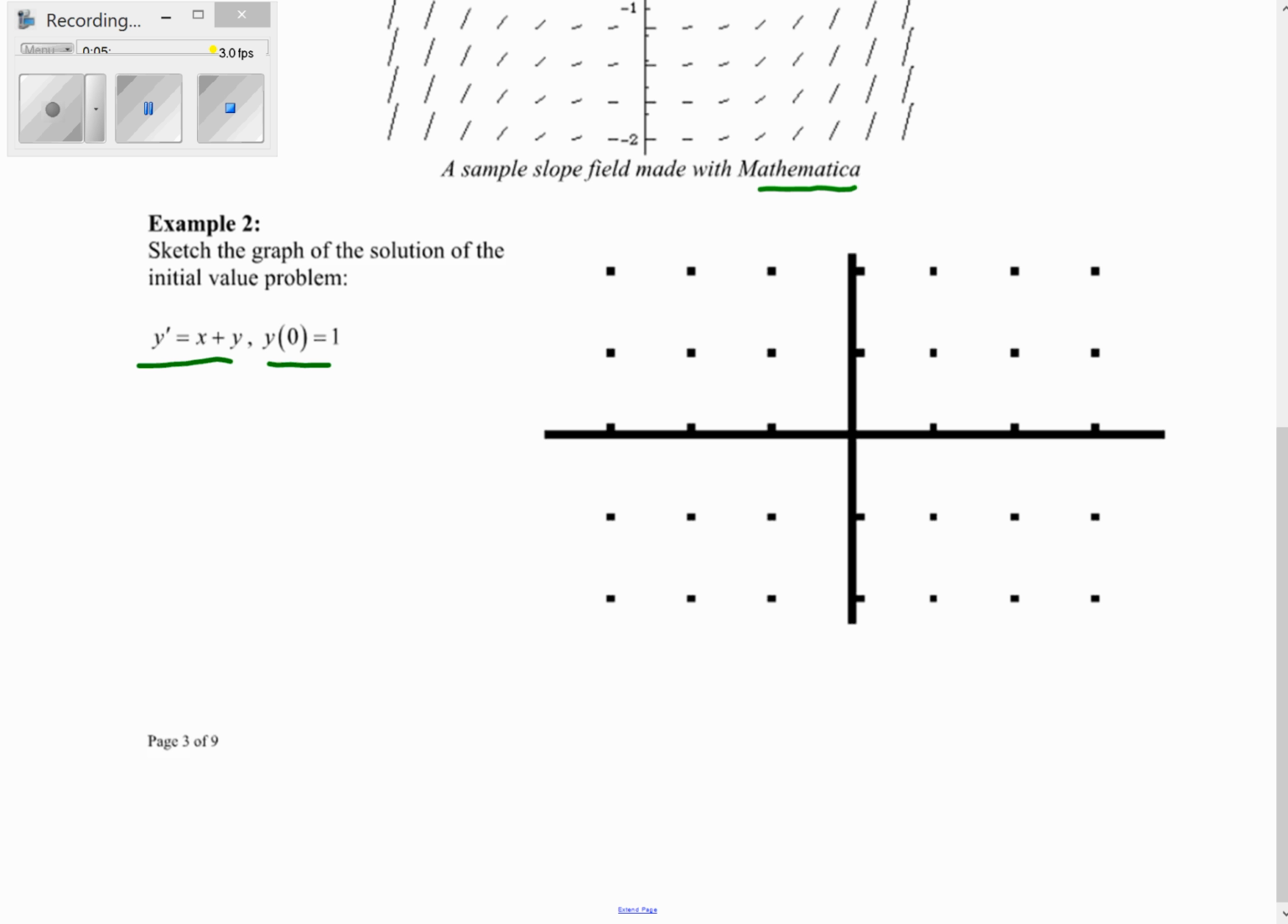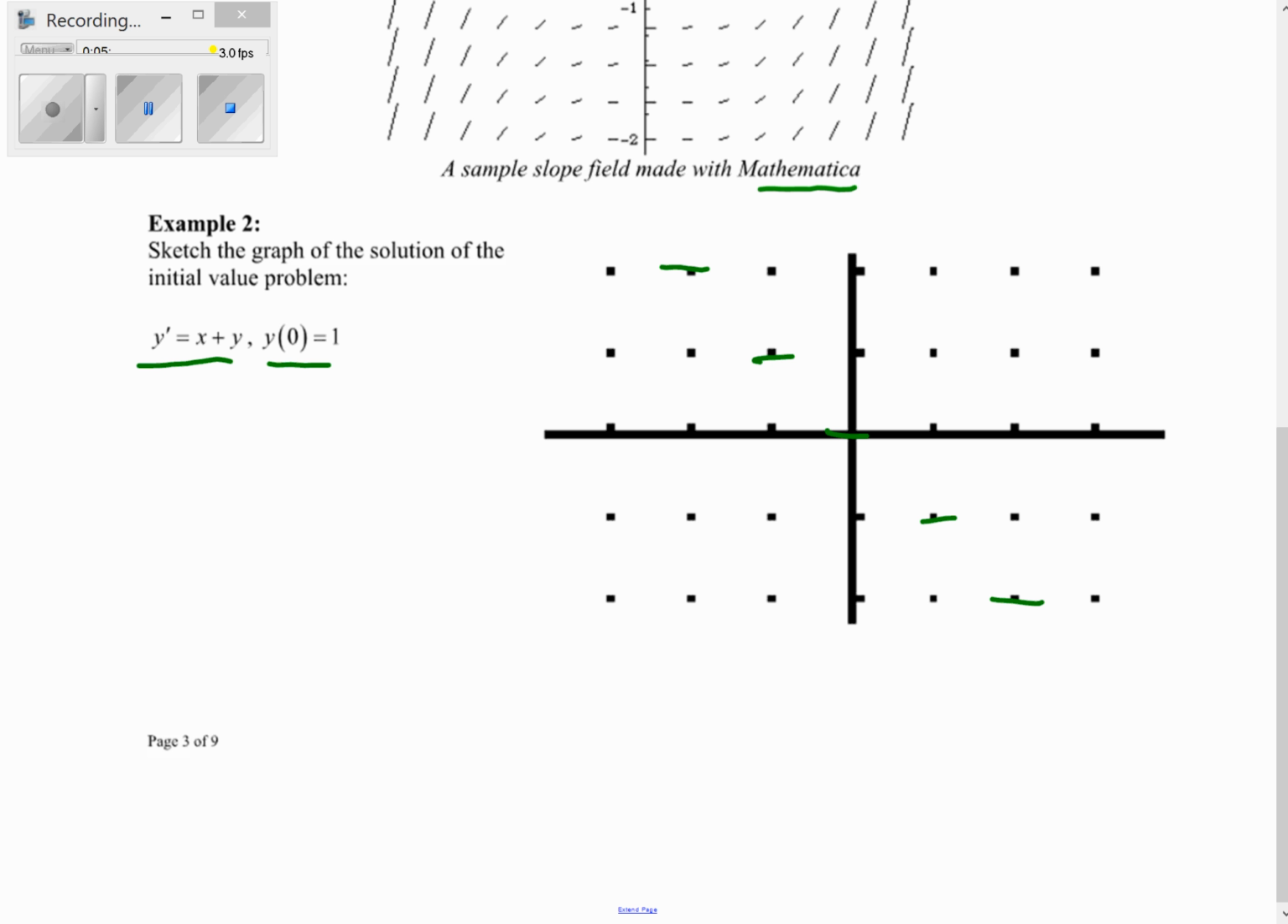When x and y are opposites, that slope is going to be 0. So we have negative 1, 1, negative 2, 2, 0, 0, 1, negative 1, 2, negative 2. All of those are 0. So I plotted those first. I thought it would be easier.